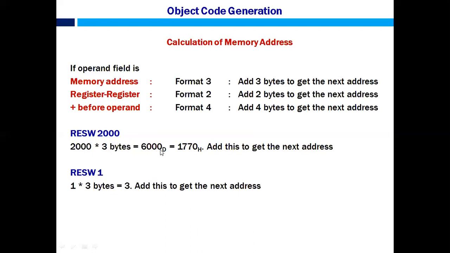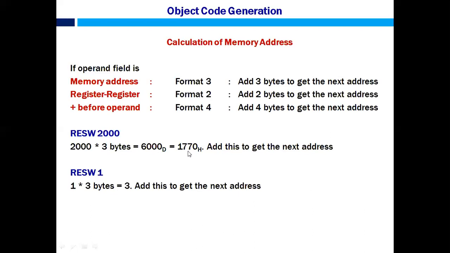Okay, and guys, you have to understand that whatever memory address we are calculating, they always should be in hexadecimal. And even whatever length we are finding out, they will all be in hexadecimal numbers. So whatever calculations you do, first you do it in decimal as such, then you need to convert it into hexadecimal. So while calculating the address, we will come back to this RESW, reserve word 2000. So 2000 is given in decimal. So 2000 into 3 bytes will be 6000, which is in decimal representation.